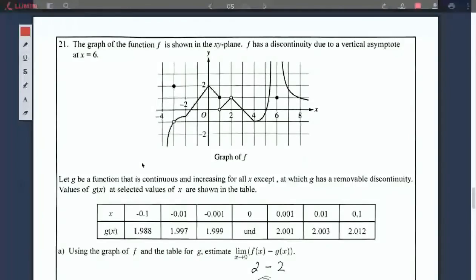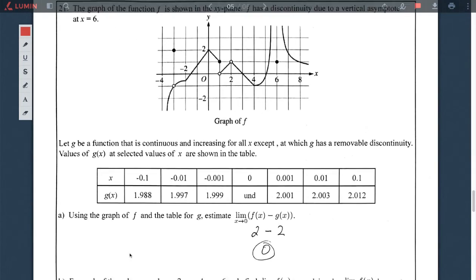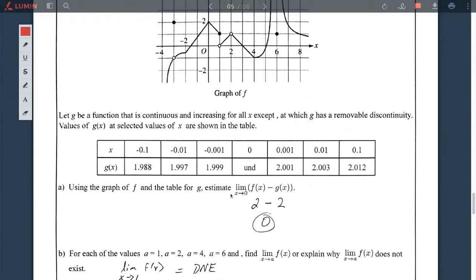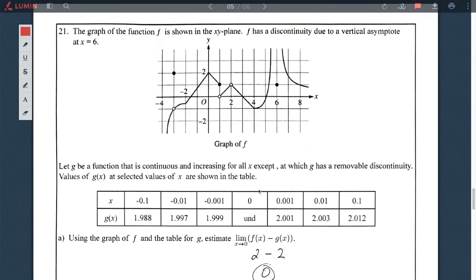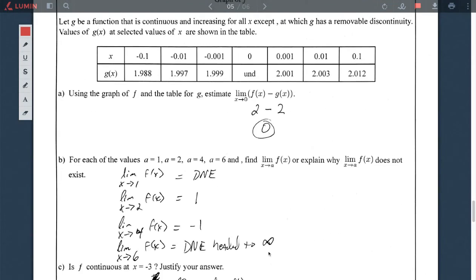the function f is shown in the xy plane. F has a discontinuity due to a vertical asymptote at x equals 6. So I have a vertical asymptote right here at x equals 6. Then we have g. So we have some stuff from g down here in a table. It says, using the graph of f and the table of g, estimate the limit as x approaches 0 of f of x minus g of x. So I want the limit as x approaches 0 of f of x. So 0 is right here. Both sides are going to 2. So that means that value is 2. For g, 0 is right here. These values are close. These values are close. 2 is in the middle. So that gives me 2 minus 2, which means that answer is 0.